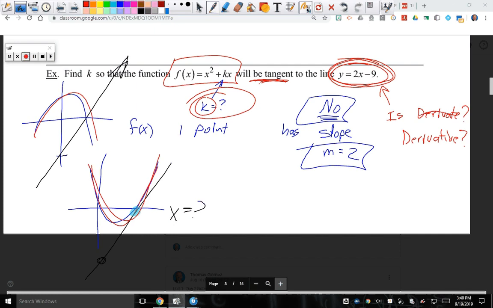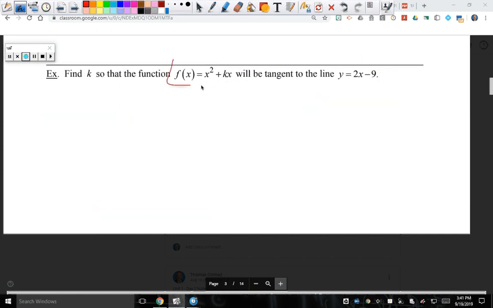We're going to take the derivative. Guys, if in doubt, take the derivative. That's your rule for the entire first semester. If in doubt, take the derivative. All right, so here's the derivative. F prime of x is equal to what? 2x plus k. K is a constant.